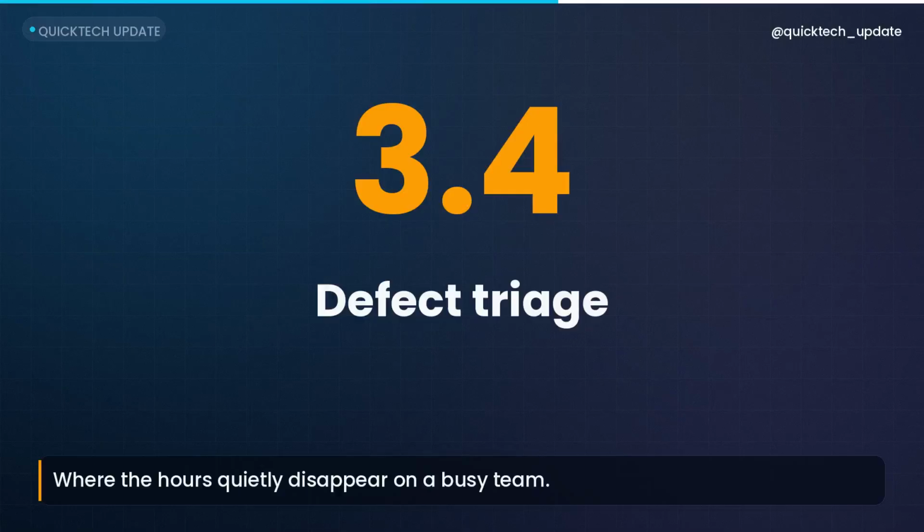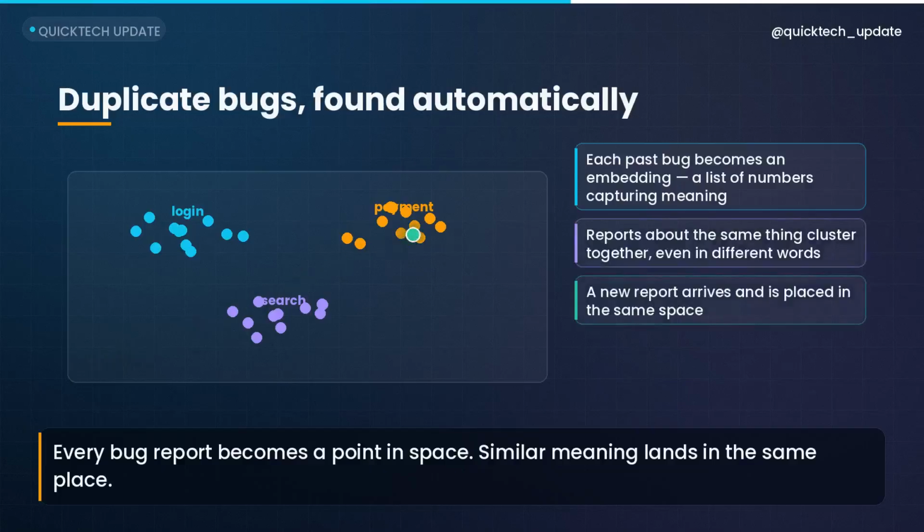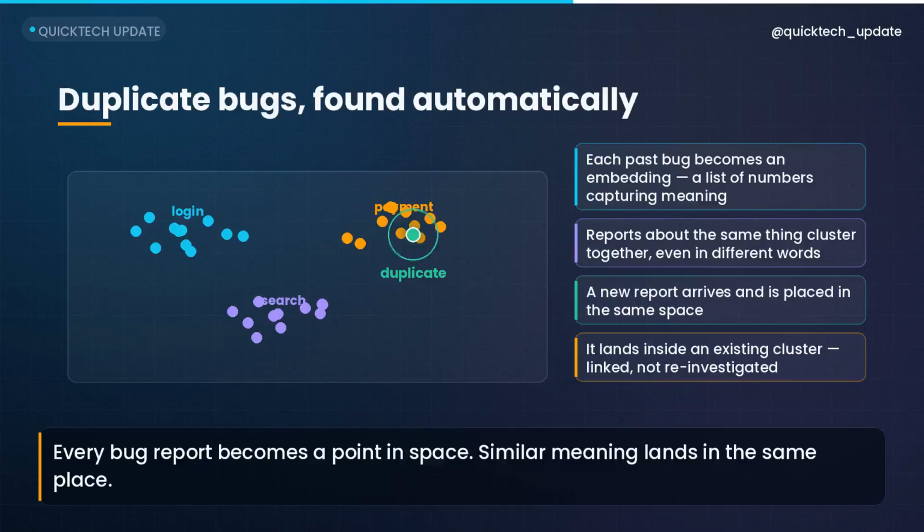Deep Dive 4, Defect Triage. Where the hours quietly disappear on a busy team. Every bug report gets turned into an embedding, a list of numbers that captures its meaning rather than its exact words. Reports about the same underlying problem end up close together in that space, even when they are written completely differently. So when a new report arrives, you place it in the same space, and if it lands inside an existing cluster, it gets linked as a duplicate instead of being investigated all over again by a second engineer.